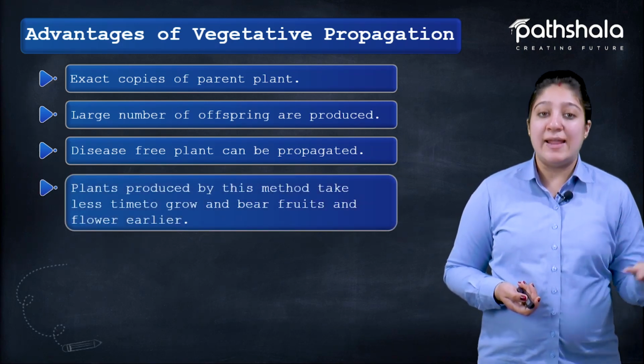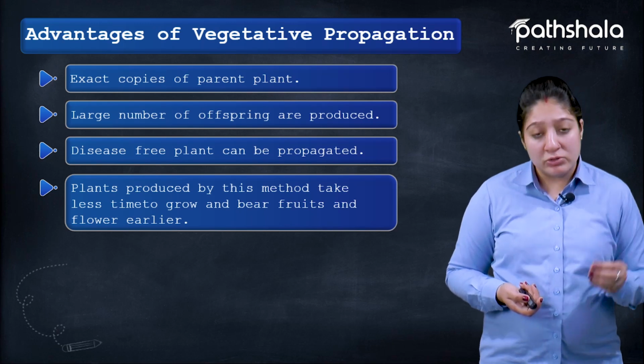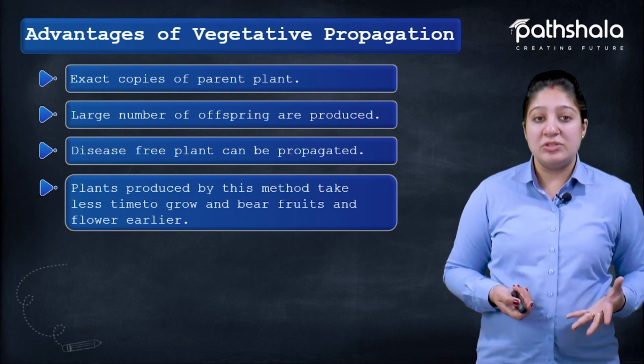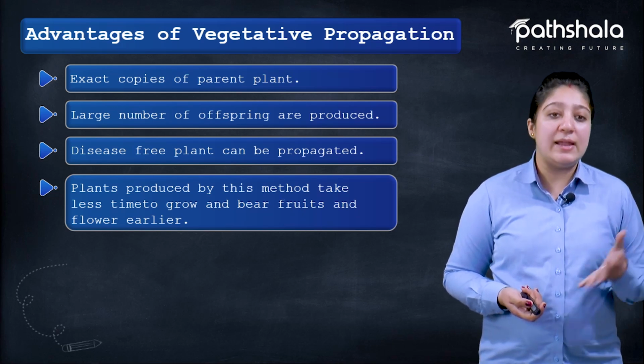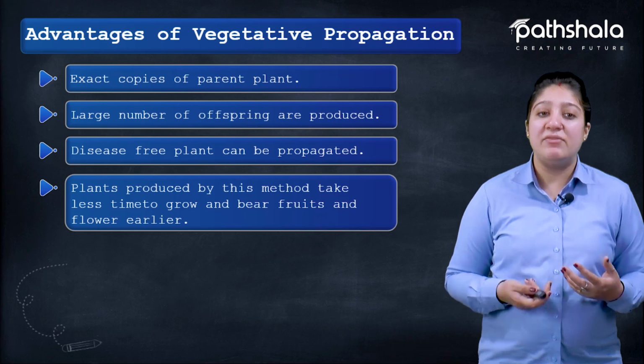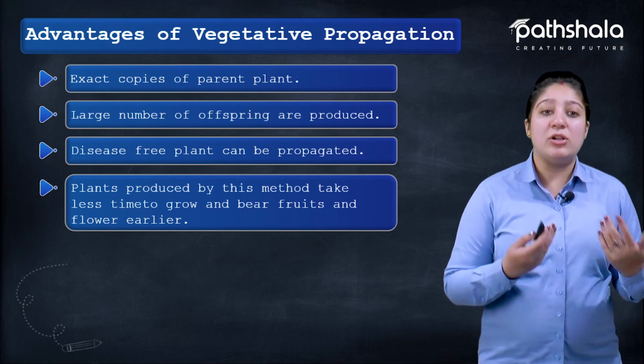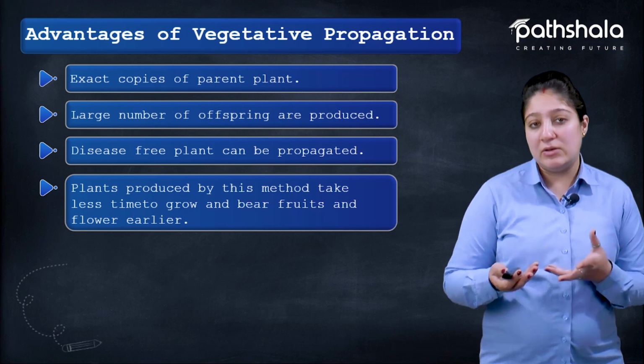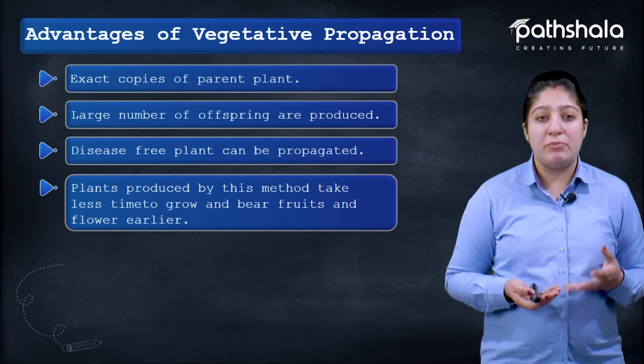Now the next thing is that the plants produced by this method take less time to grow, and because they take less time to grow, they bear fruits and flowers earlier, and that also becomes a very useful thing, as this is the main advantage of vegetative propagation.